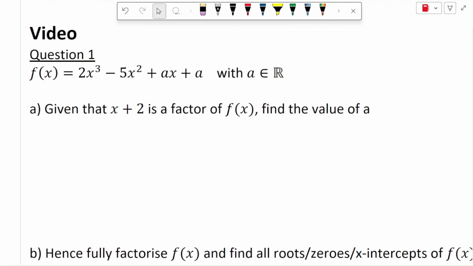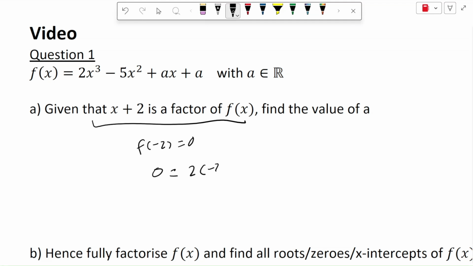So x plus 2 is a factor of f of x, find the value of a. Essentially what this means is that f of minus 2 equals 0. So we'll plug in 0 for the left-hand side, and then we'll plug in minus 2 for the x value. It should look something like this. And then it's just a matter of chugging through the algebra to work that out. So we get minus 16, and then that will be a minus 20, take 2a plus a.